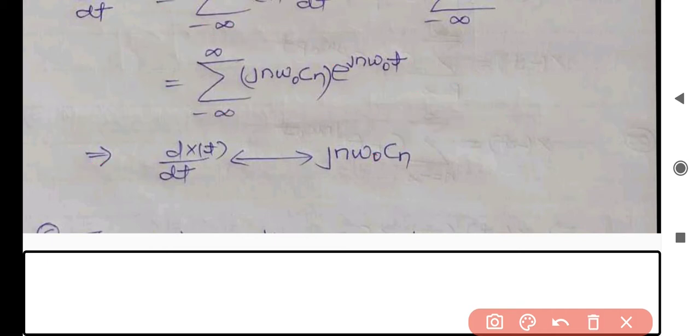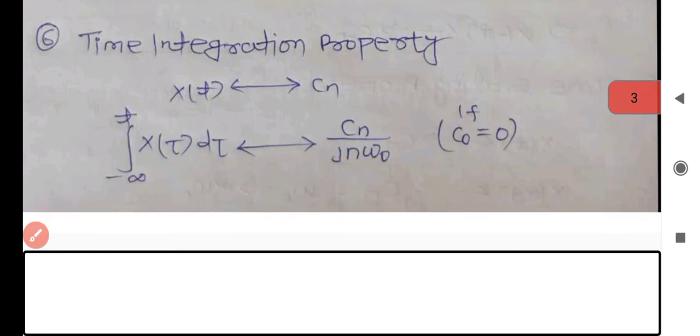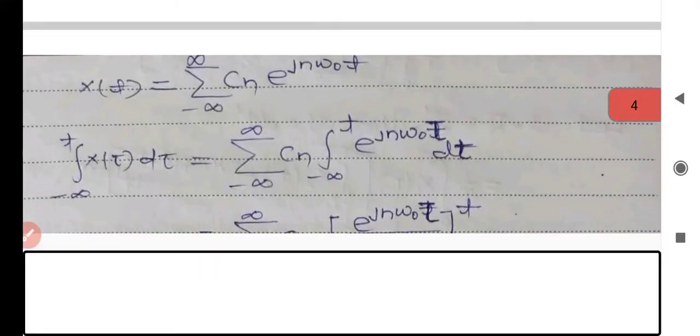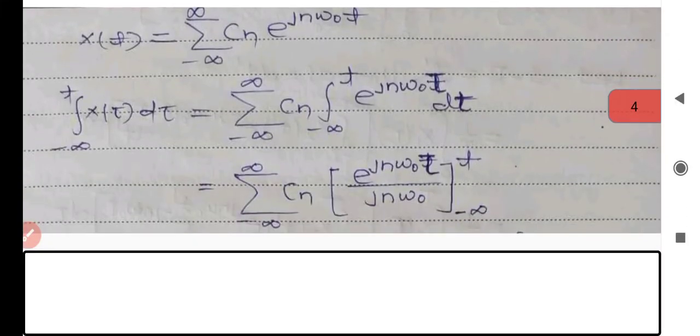We will look at this property on the next slide. Time integration property, which states that if x(t) produces Cn, then the integration of x(tau) d tau will produce Cn over jn omega naught if C naught is equal to 0. Means initial conditions are 0. So here is the proof.